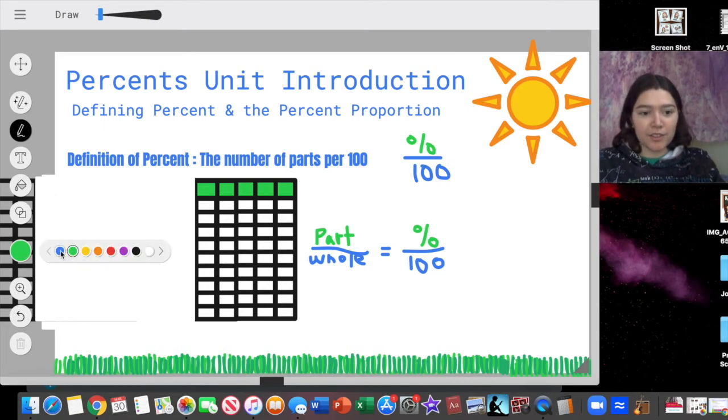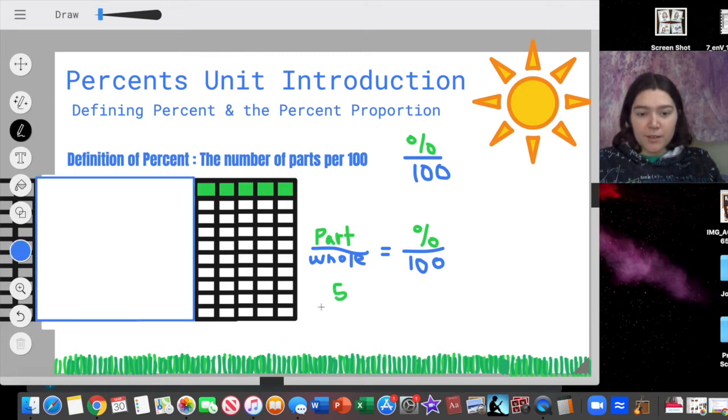So again, thinking about what we just did, this is the example we just did. We had that our part was 5, my whole was 50, because there was a total of 50 parts, 5 of them were filled in. We set that equal to my percent divided by 100, and we figured out that was equivalent to 10 divided by 100. So my percent then is 10%.